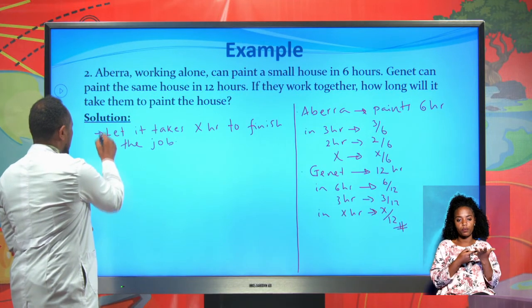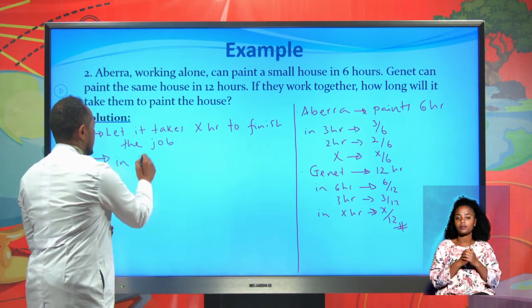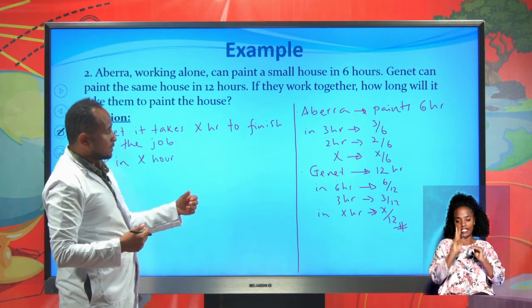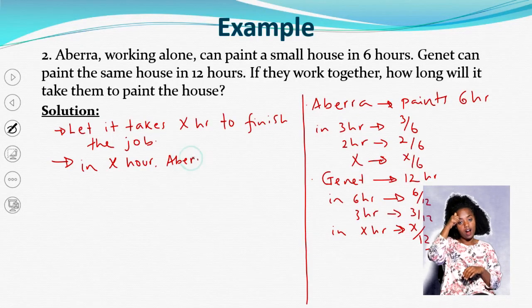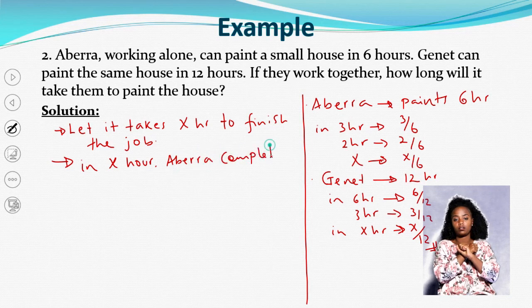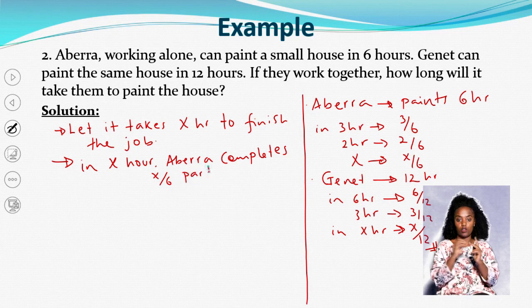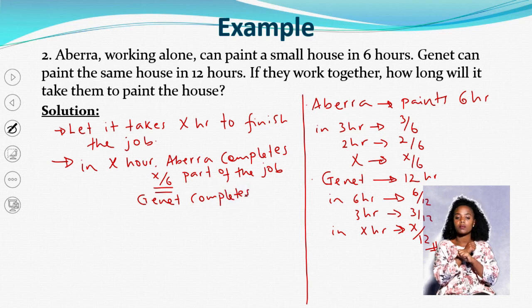So, in x hours, Abera completes x over 6 part of the job and Gannet completes x over 12 part of the job.